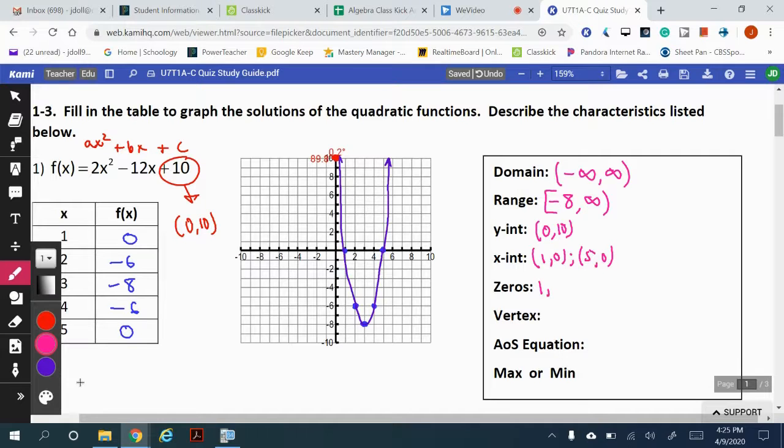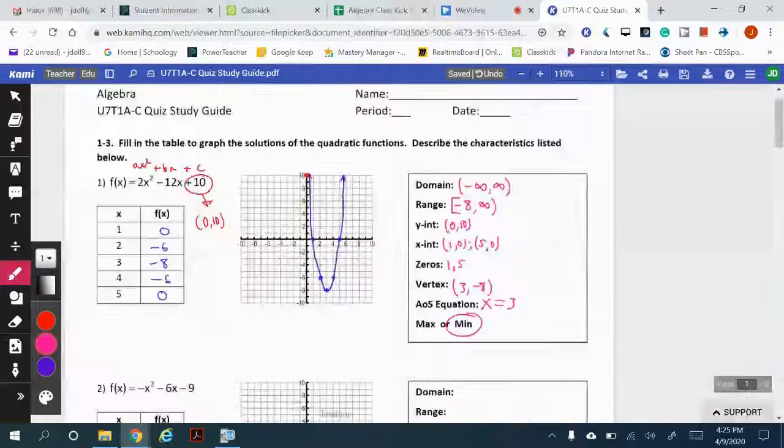The zeros are just the x-coordinates of the x-intercepts. Guys, that relationship should always be in place. Even if you get the x-intercepts wrong, I can still give you credit for the zeros if you show me you understand this relationship. We already recognized that the vertex was (3, -8). Now remember, the axis of symmetry, the equation, it's a vertical line, so it's always x equals, and it's the x-coordinate there. We already said that this was a minimum, and there we go.